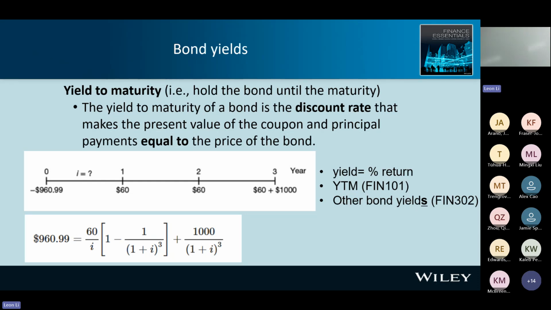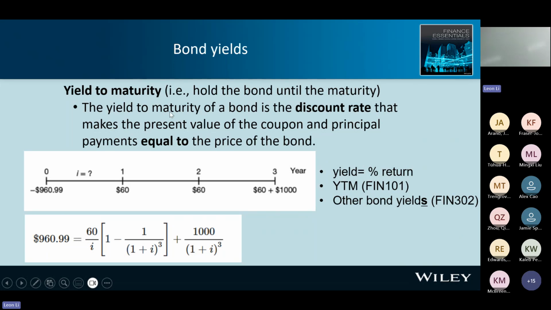You might ask me a question: how about if the investor doesn't hold the bond until maturity? Yes, we have other bond yields. But in FINAN101, we just focus on yield to maturity. In our 300-level paper, you will learn other bond yields. So here we focus on yield to maturity.